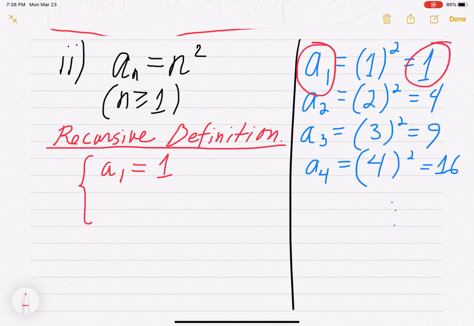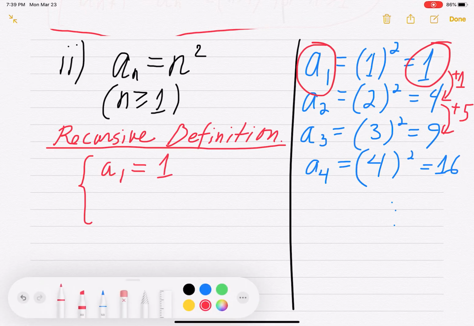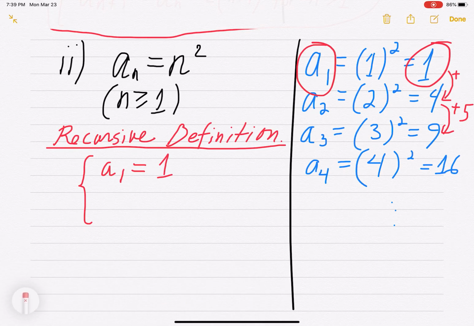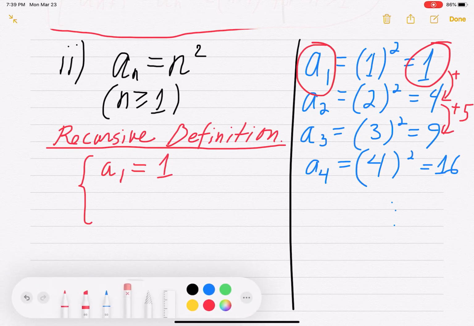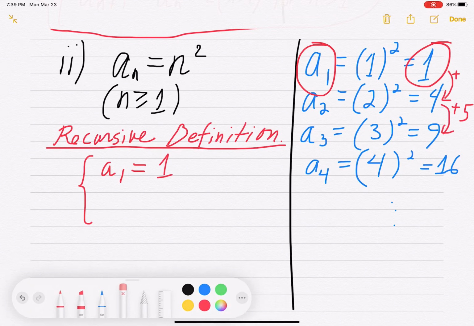And how do we get from A1 to A2? Well, looks like we are adding 1. And then from A2 to A3, we're going from 4 to 9. Looks like we add actually a 5. Oh crap, we didn't add 1 to get from 1 to 4, did we? We added 3. Right, this works. There we go.